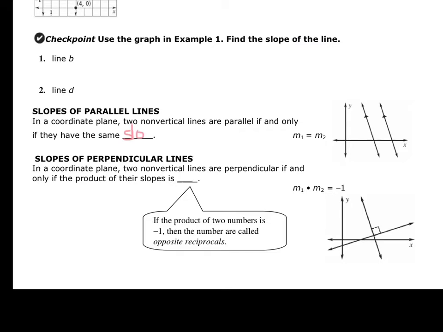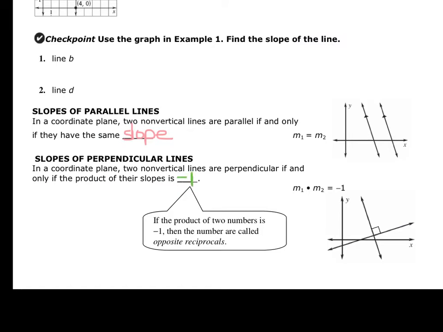So basically, we are going to be able to use the slope formula to tell if lines are parallel or not. So remember, you just can't look at lines and tell, and what if the little arrows aren't there? Well, now we're going to be able to ensure that they're parallel, perpendicular, or neither by finding the slope. Now, perpendicular lines. So you can see here we have 2 perpendicular lines. So in a coordinate plane, 2 non-vertical lines are perpendicular if and only if their slope is -1.